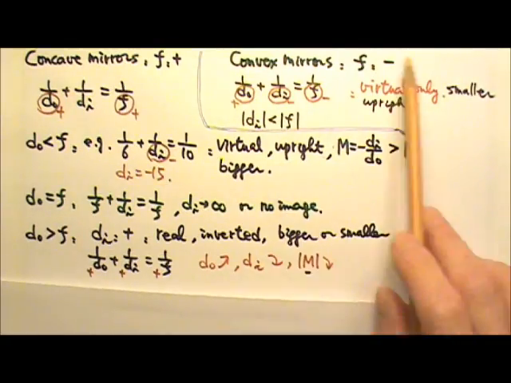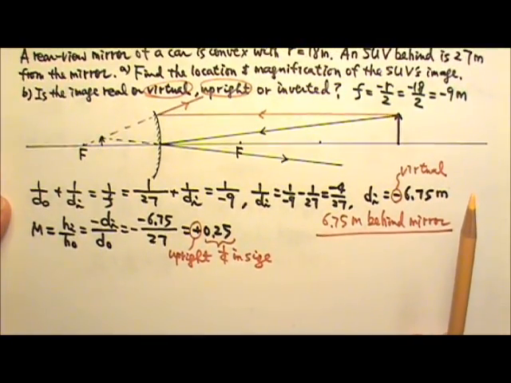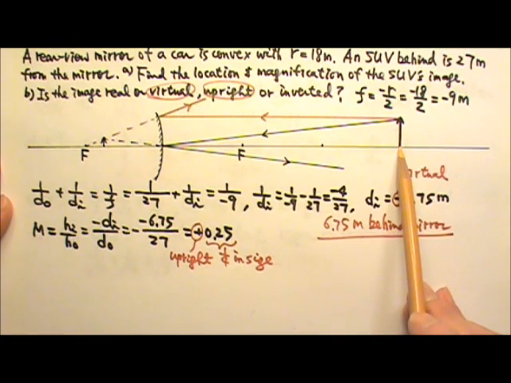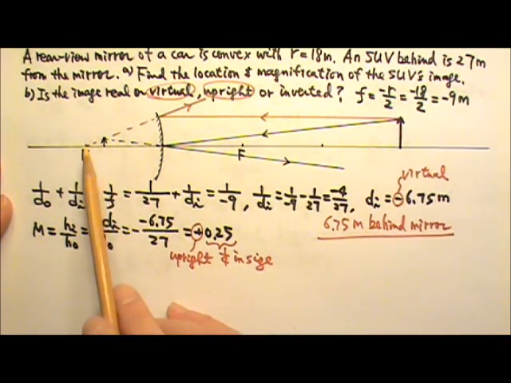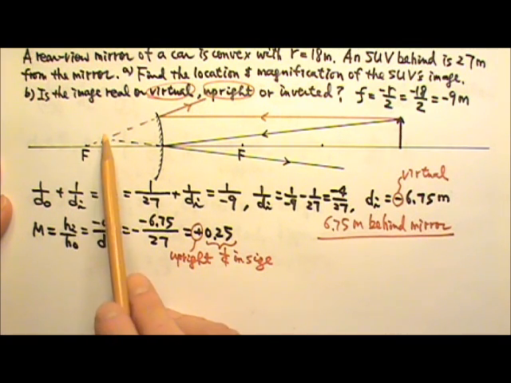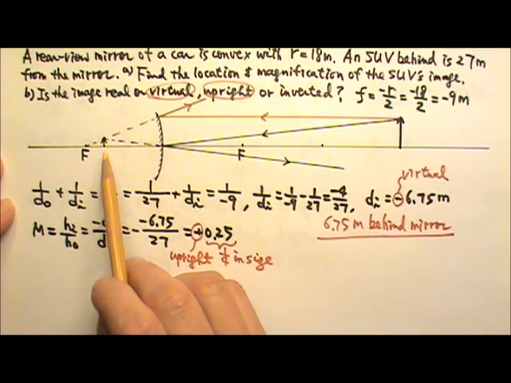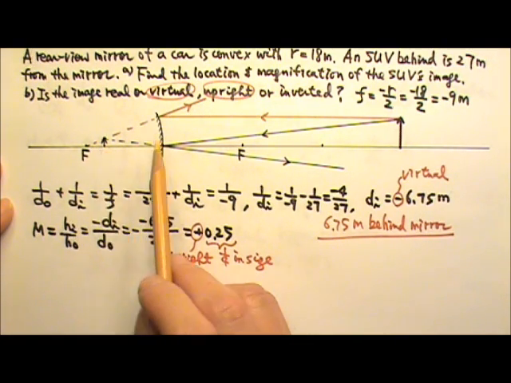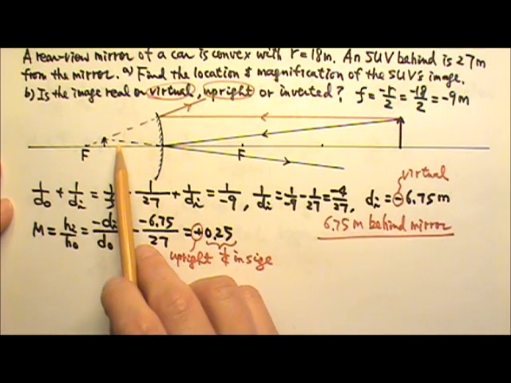An example of this would be the passenger side rear view mirror. The image of the SUV over here is formed within the focal length, and it is a smaller upright virtual image. And remember, a virtual image formed by a mirror is always behind the mirror, where no light gets to.